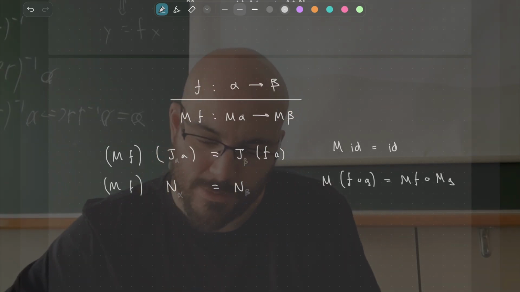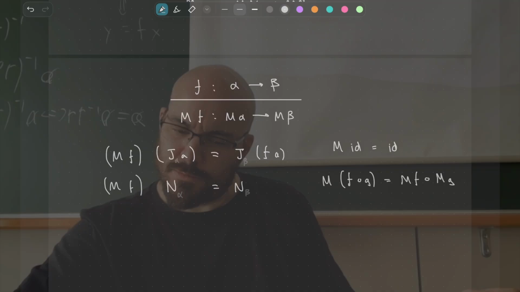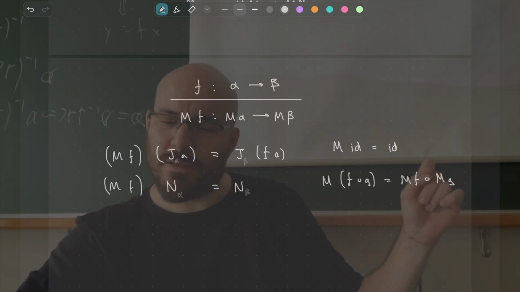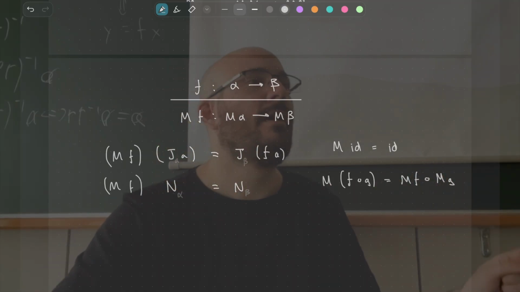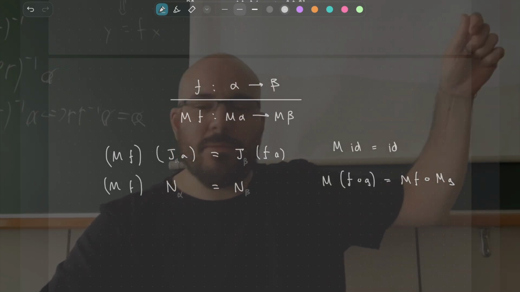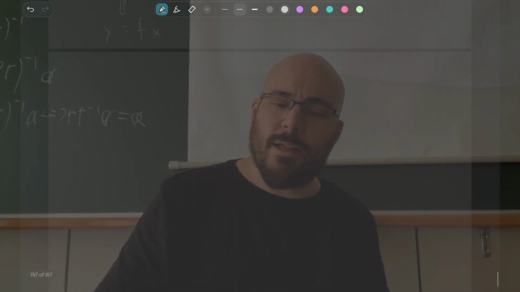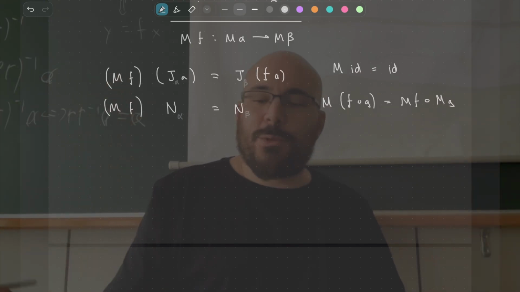Did I write it? Yeah, I wrote it. Yeah, is it correct? Yes, correct. Okay, this worked out well. So you do have a functor, and now I have two examples of functors.